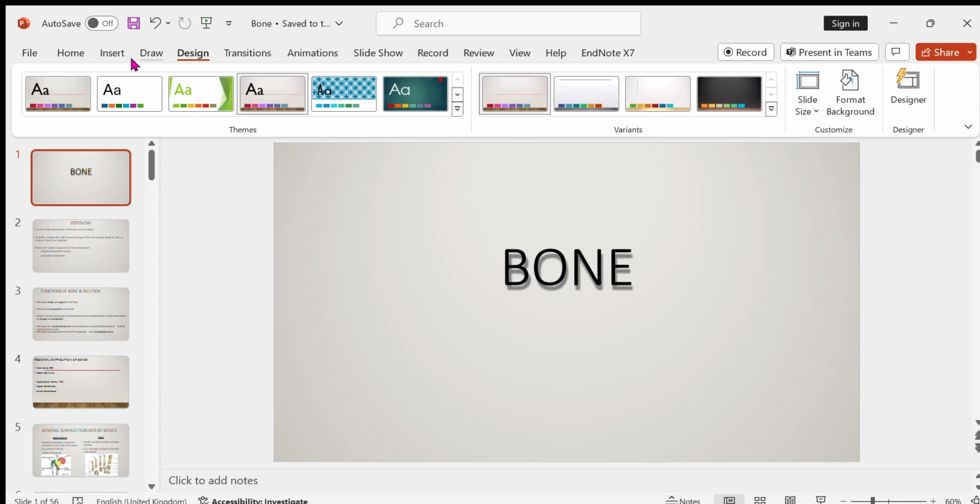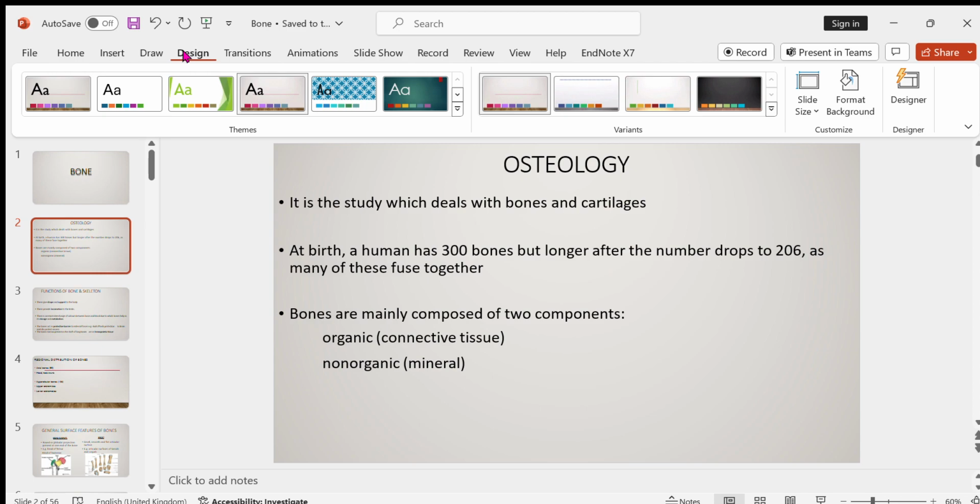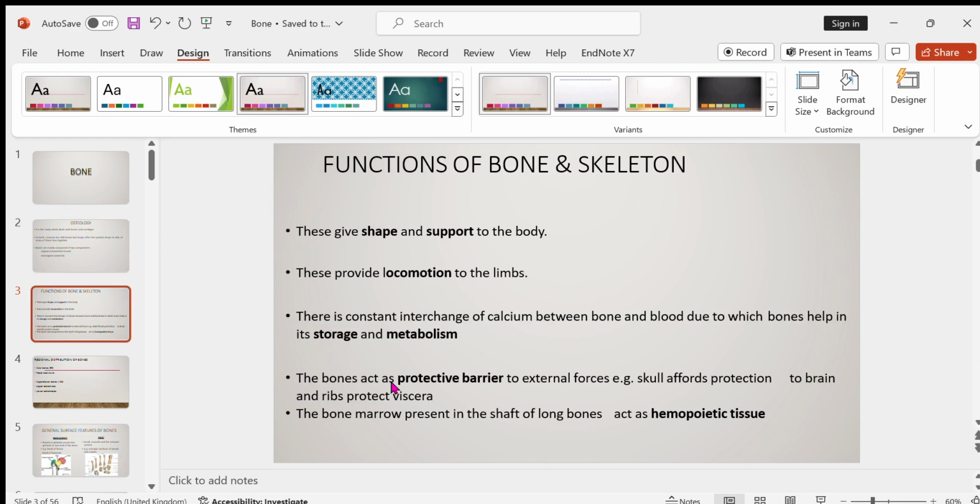Today we'll be discussing the general anatomy of bone. Bone is a hard connective tissue. As we all know, the human body has 206 bones. They are composed of both organic and inorganic tissue. The functions of bones we all know: they give shape and support to the body.